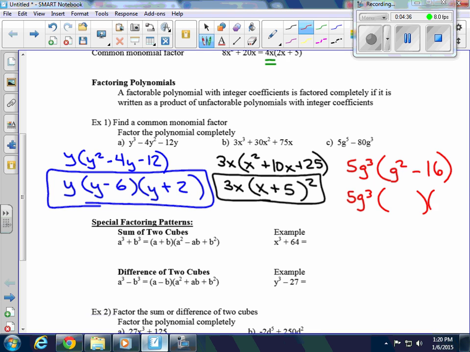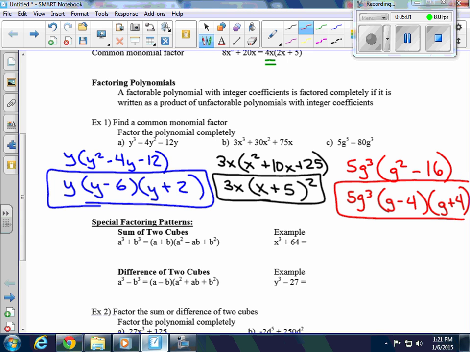I can factor this further because that's the difference of squares. G squared is a perfect square, 16 is a perfect square, and it's a subtraction sign. So we're going to go g minus 4 and g plus 4. And there's nothing we can do from there, so this is in factored form. Completely factored, that's what we have.